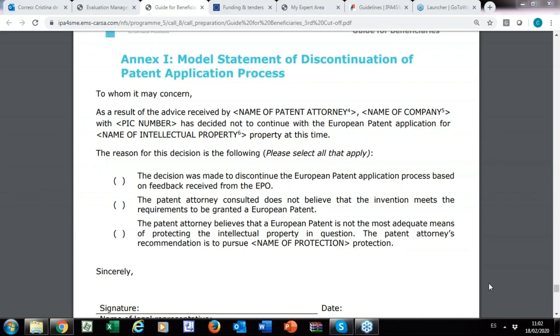So if an IP attorney pays the EPO fees on behalf of the company, he would issue an invoice only with that amount of the EPO fees, explaining which those EPO fees are, in order for us to check if they are eligible or not. And in another invoice, he or she would describe and charge his or her fees for doing that job. And that would be for service three. That's the way we want, or need, to have it.